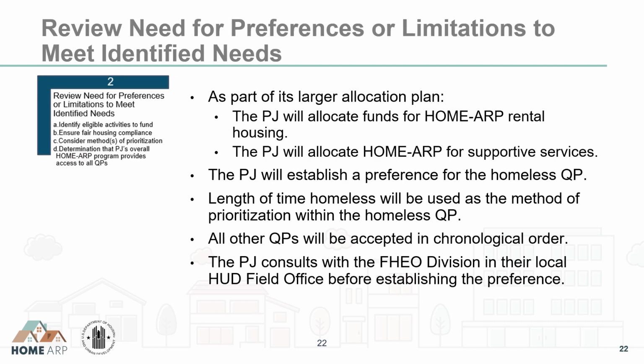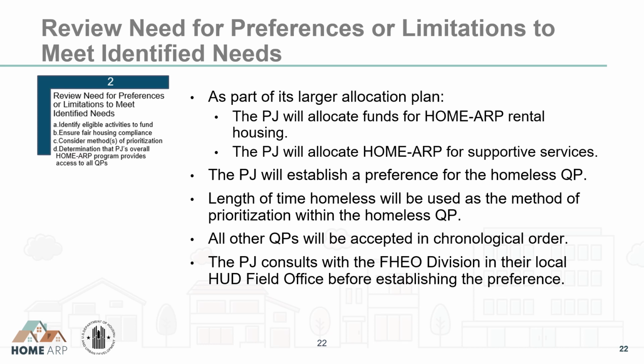As part of step 2 in the process, the PJ reviews the need for preferences or limitations to meet the identified needs. Based on the needs it identified, the Franklin PJ intends to allocate some of the HOME-ARP funds for rental housing. In addition, the Franklin PJ will allocate HOME-ARP funds for supportive services to be provided to the occupants of the HOME-ARP rental housing.